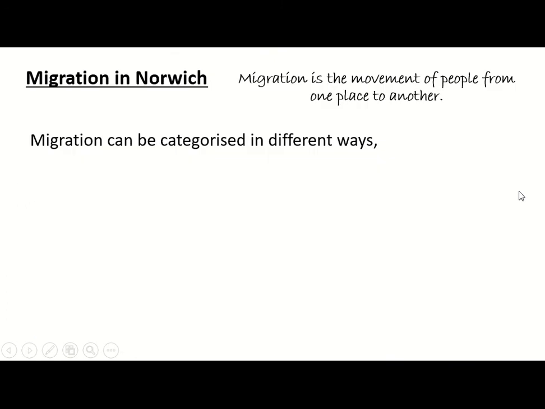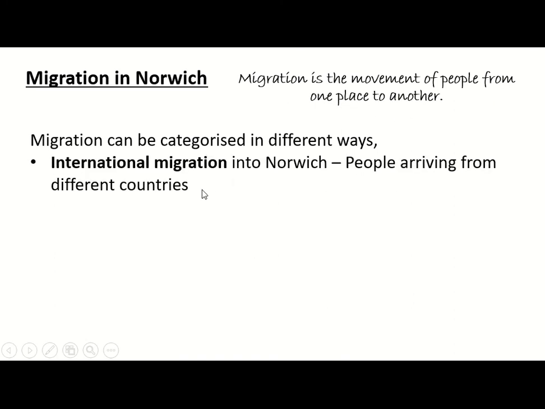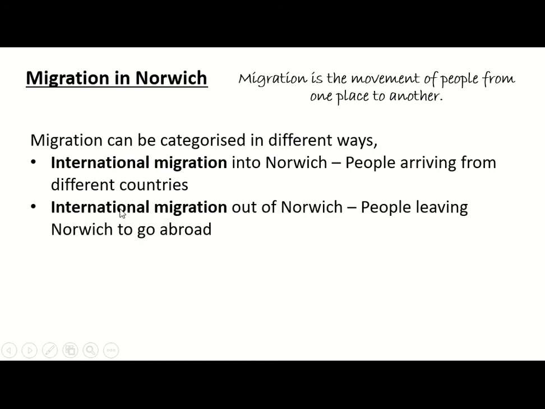Right, so now moving on to migration. Migration in general is the movement of people from one place to another. We can categorise migration, but the key is migration is just movement of people from one place to another. It doesn't have to be a country. So international migration can happen into Norwich from people arriving from other countries, but it can also happen from people from Norwich moving out to other countries to go abroad. But it's both from a country to a country, so it's international.